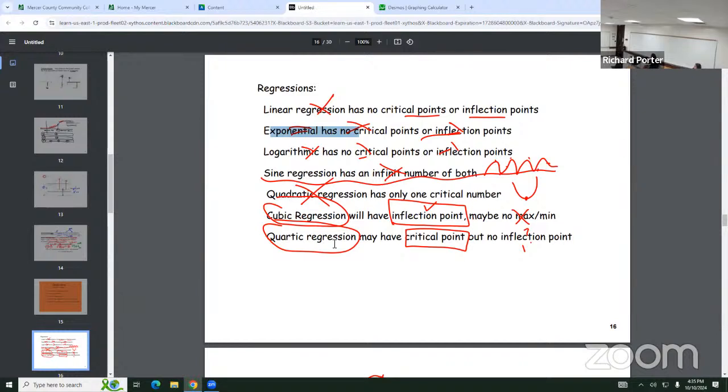Quadratics, cubics, and quartics: a quadratic is a parabola. So it has one critical point and no changes in concavity, so there's no inflection point. A cubic can have 2 critical points and 1 inflection point. A quartic can have 3 critical points and 2 inflection points. Doesn't have to, but it can.